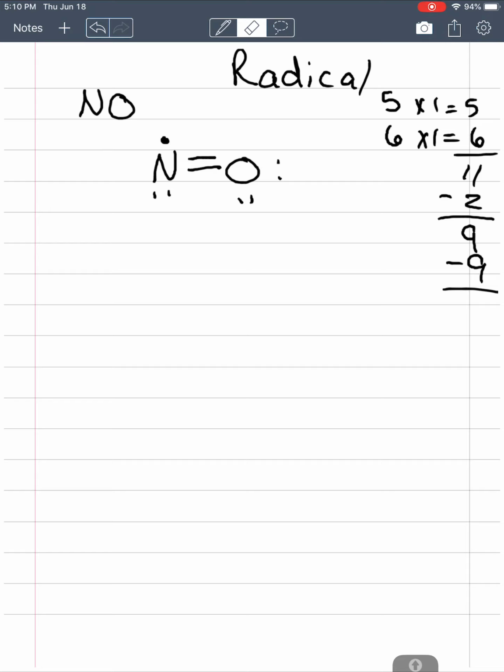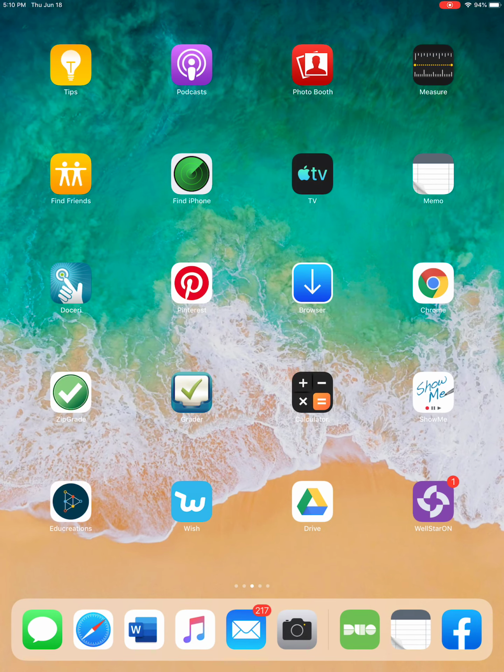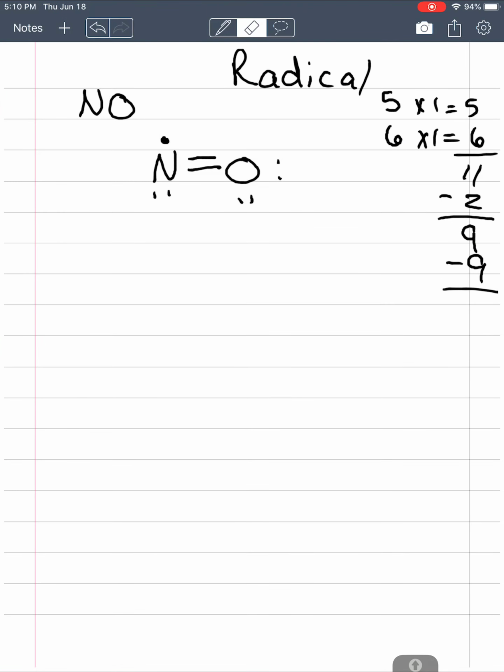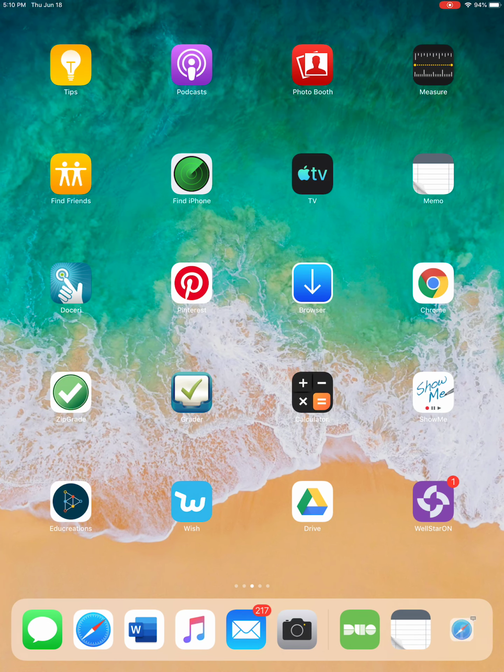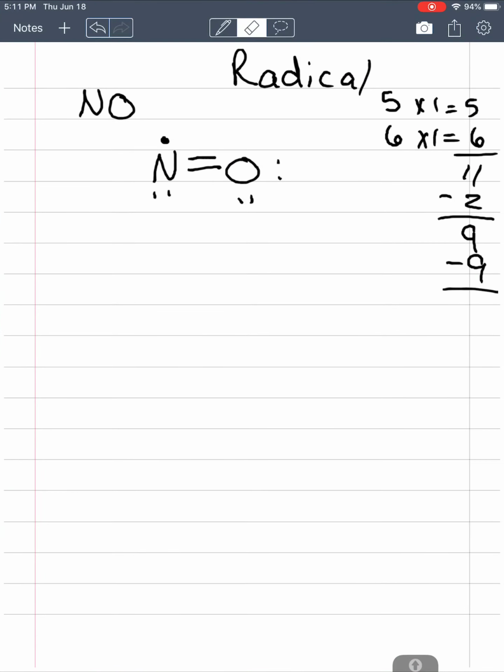Nitrogen has, oh, my stupid thing froze up. Hang on a minute. Okay, nitrogen has, oh, it's still frozen. And, no, it's not frozen. I had it on eraser. Oh. Okay, nitrogen has 7, and oxygen has 8. And that's the best we can do.